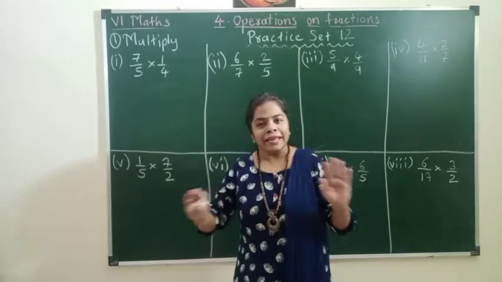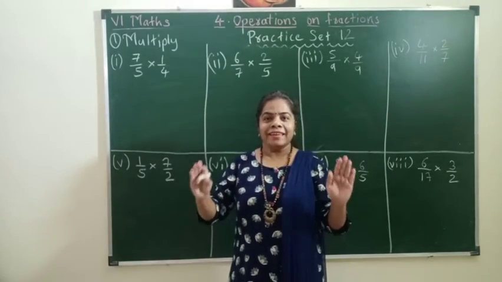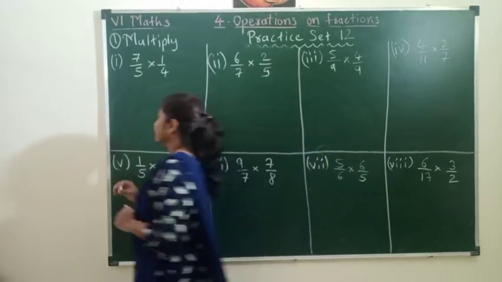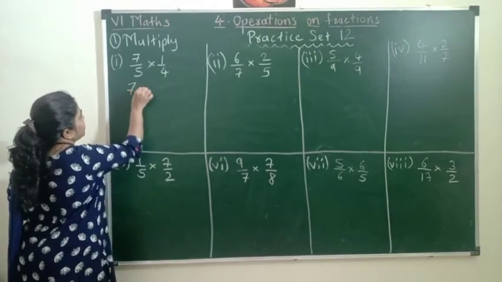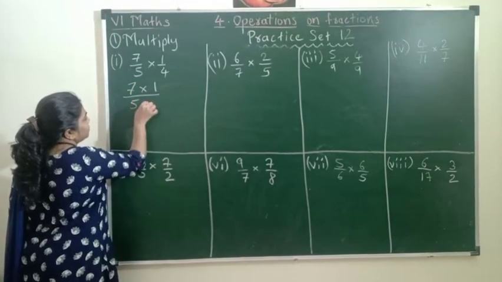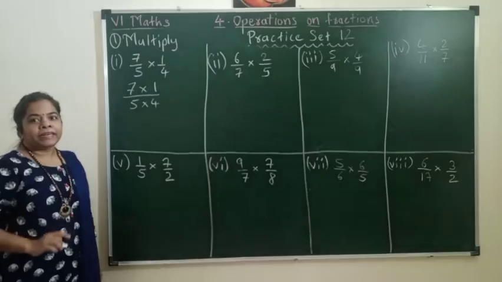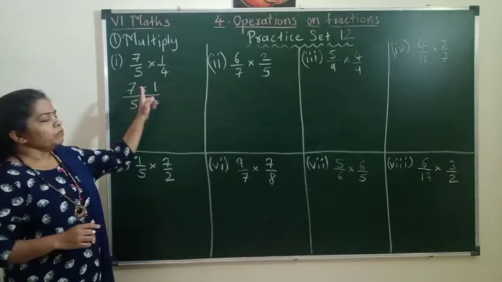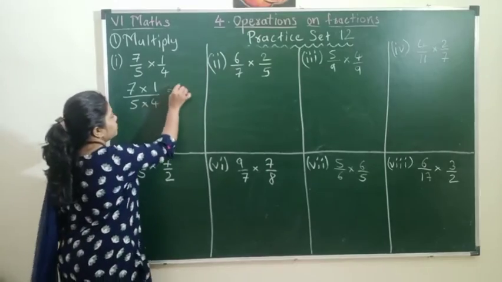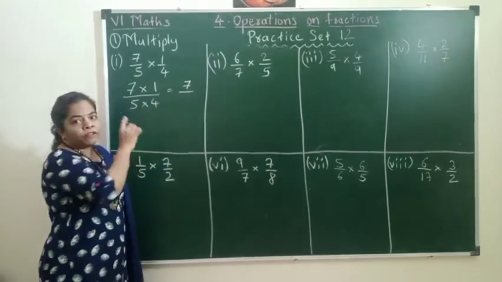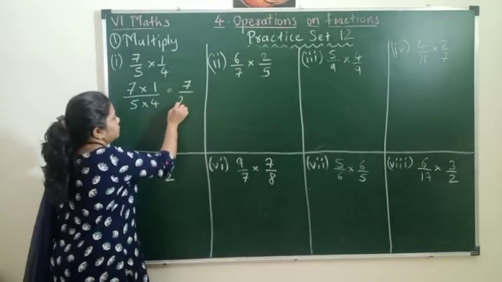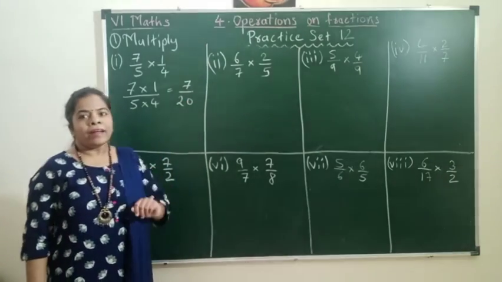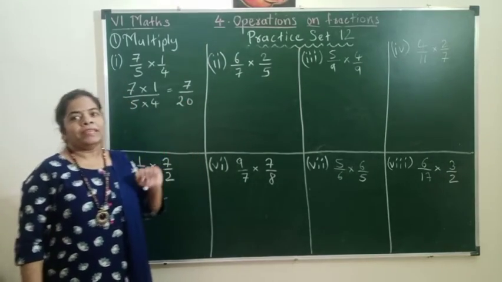So we are going to directly multiply them and get our answer. Numerator to numerator and denominator to denominator. 7 ones are 7. 5 fours are 20. So our answer is 7 upon 20.